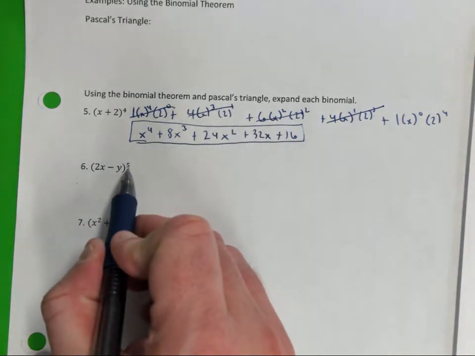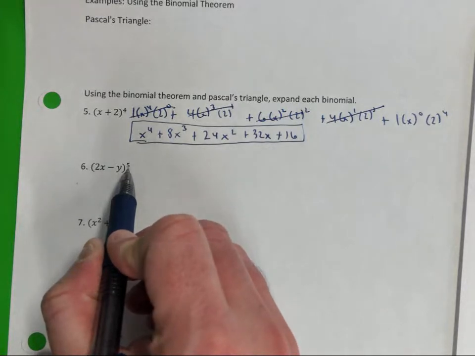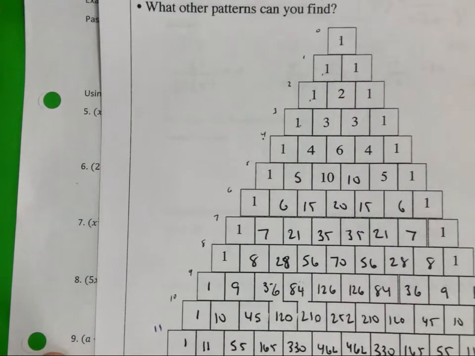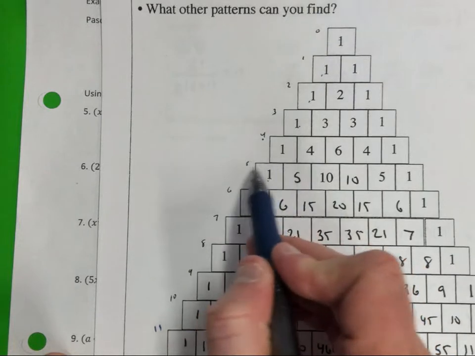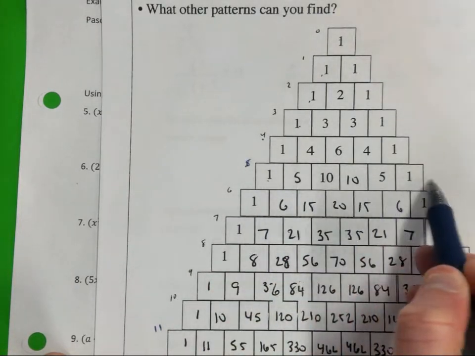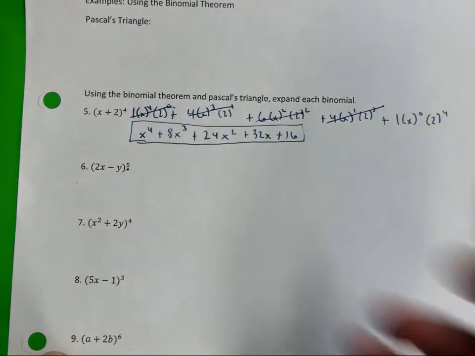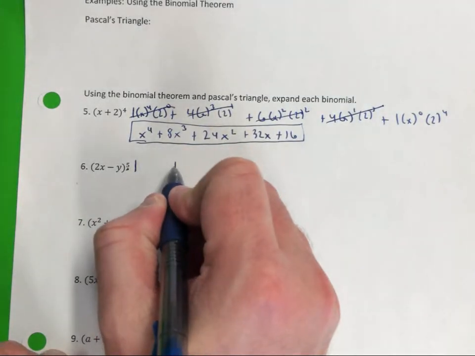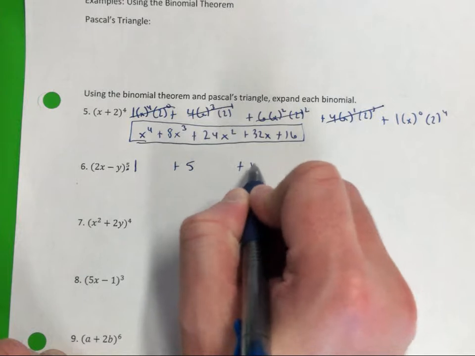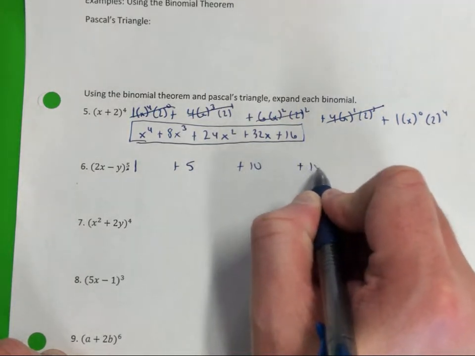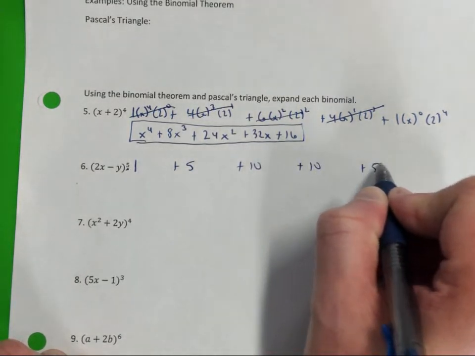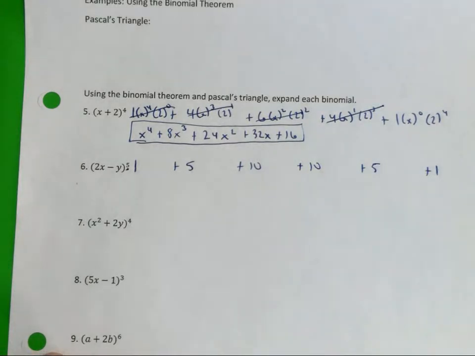Let's do another one. What power is this raised to? The 5th. So I'm going to go over here. And do you see this? This is my 5th one, isn't it? I'm going to write all those numbers down, okay? 1, 5, 10, 10, 5, 1. So 1 plus 5 plus 10 plus 10 plus 5 plus 1.